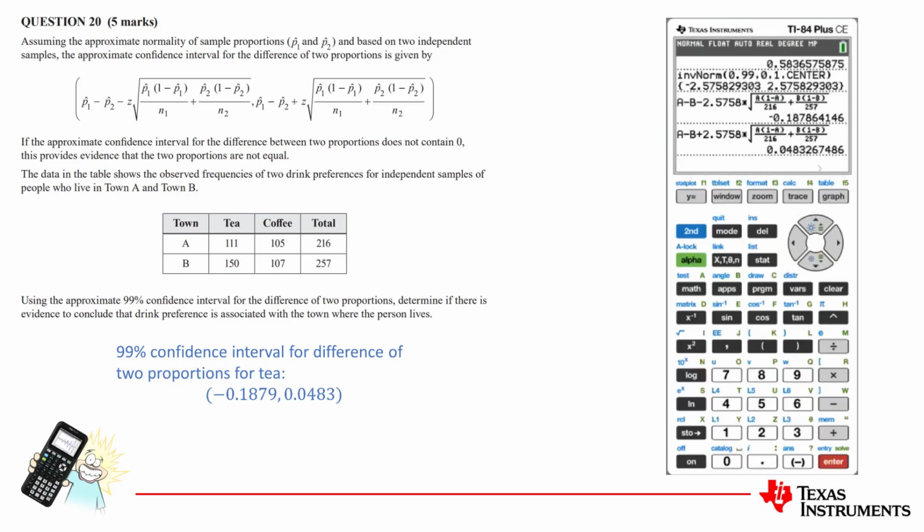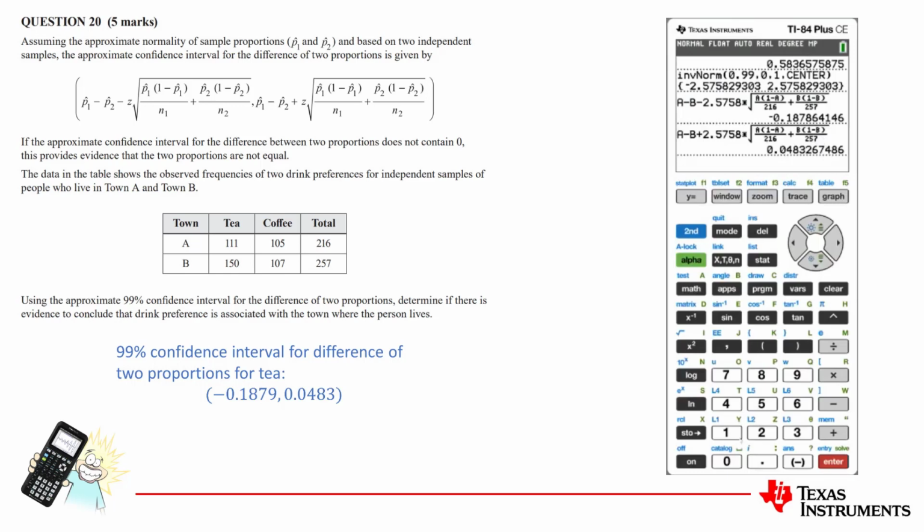Now looking at those, we're also told back in the question, if our approximate confidence interval for the difference of the two proportions does not contain 0, this provides evidence that the two proportions are not equal. So as this confidence interval does contain 0, I would say that there is not enough evidence. But I might want to recheck that looking at my proportion for coffee instead of tea.